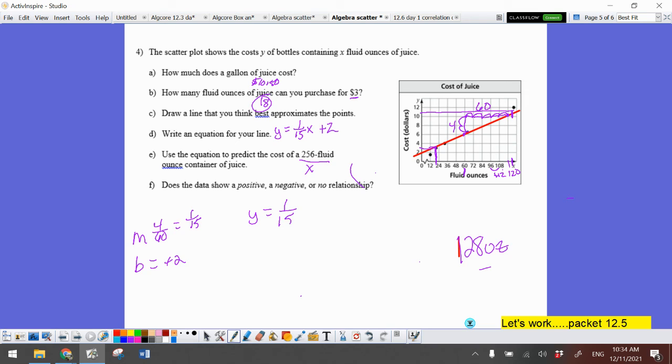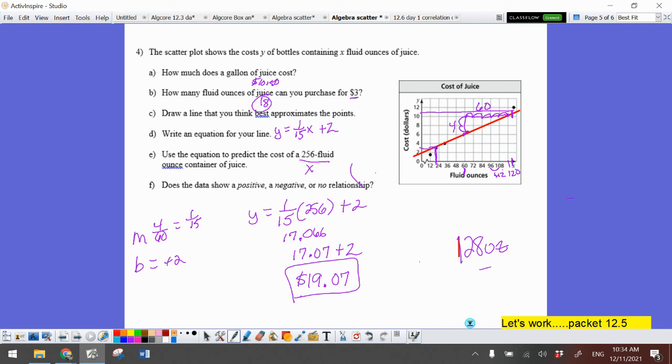I have 1 over 15 times my 256, and I'm going to add 2. So 1 divided by 15 times my 256, that brings me to 17.066666, which I'm going to go ahead and round to 17.07 because this is money. Okay, plus my $2, that's going to run me $19 and approximately 7 cents.